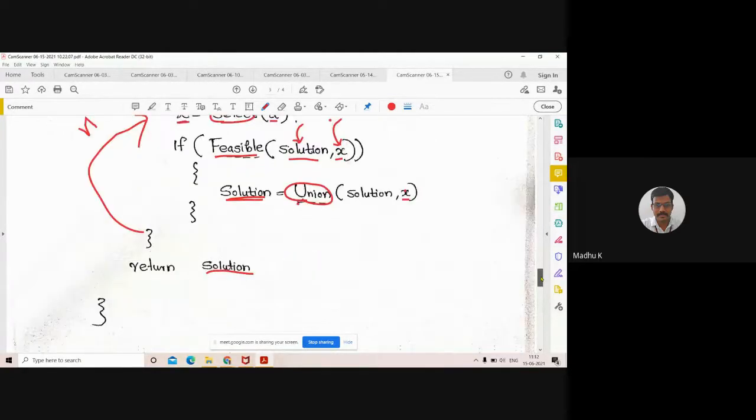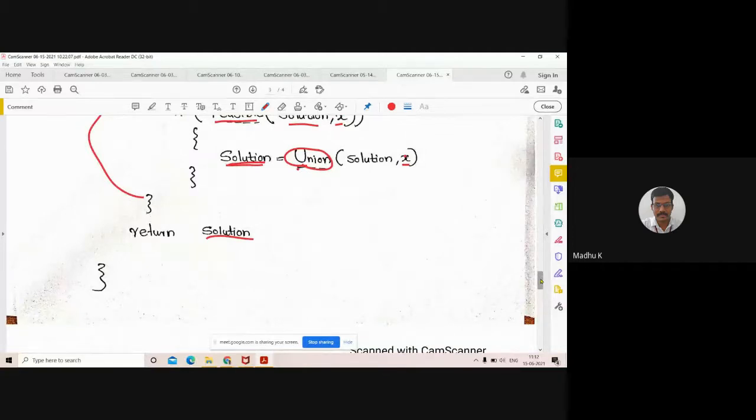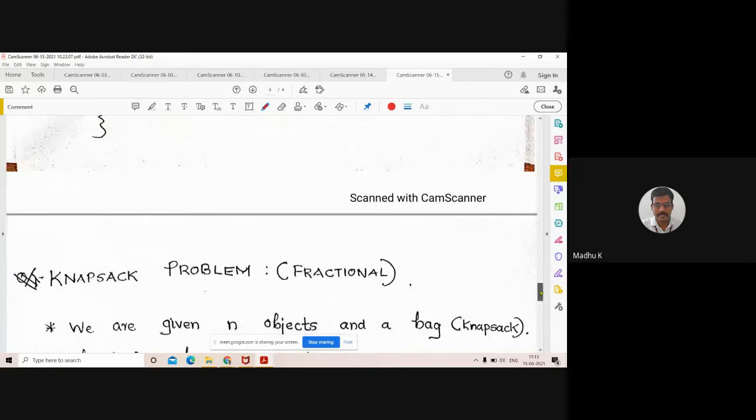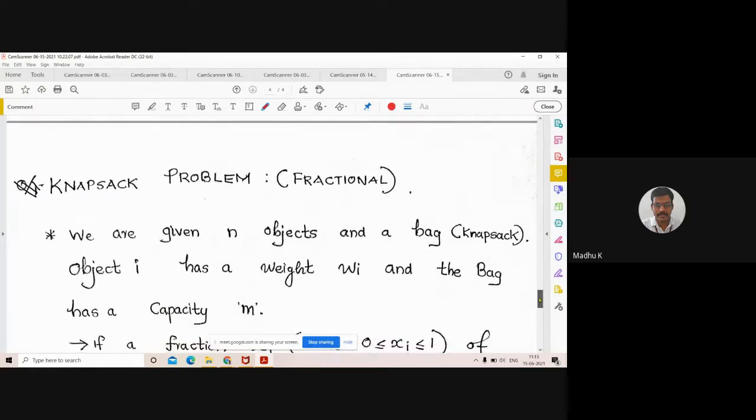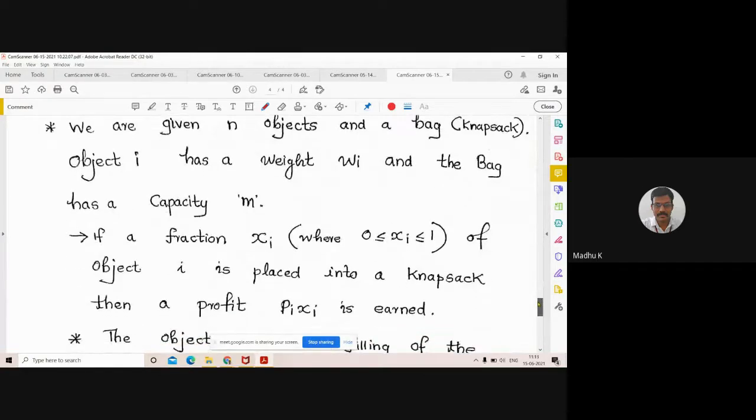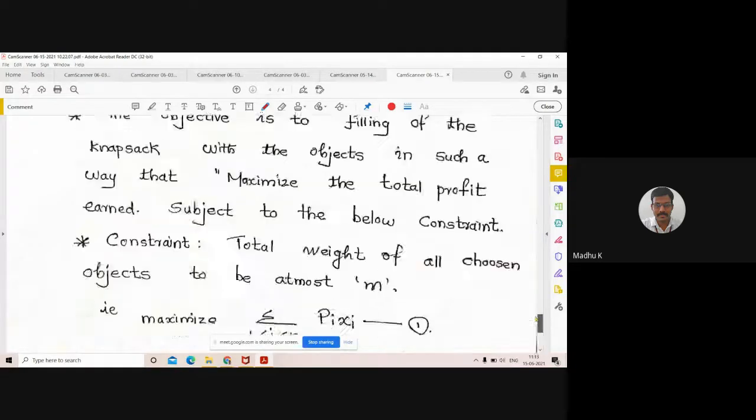Suppose there are n inputs, then the solution will be a subset of n that satisfies all constraints in the problem, and it should also maximize the objective function. That is the property of a solution. Next we want to discuss the knapsack problem.